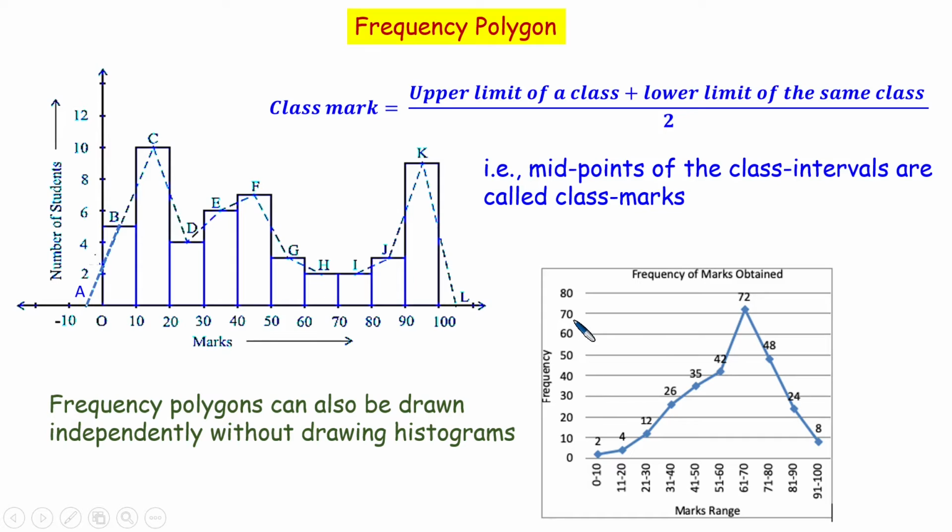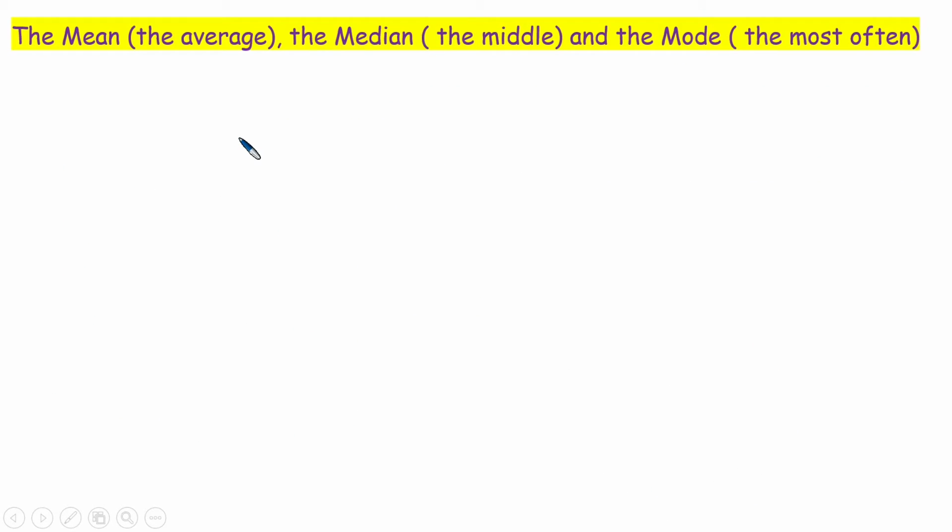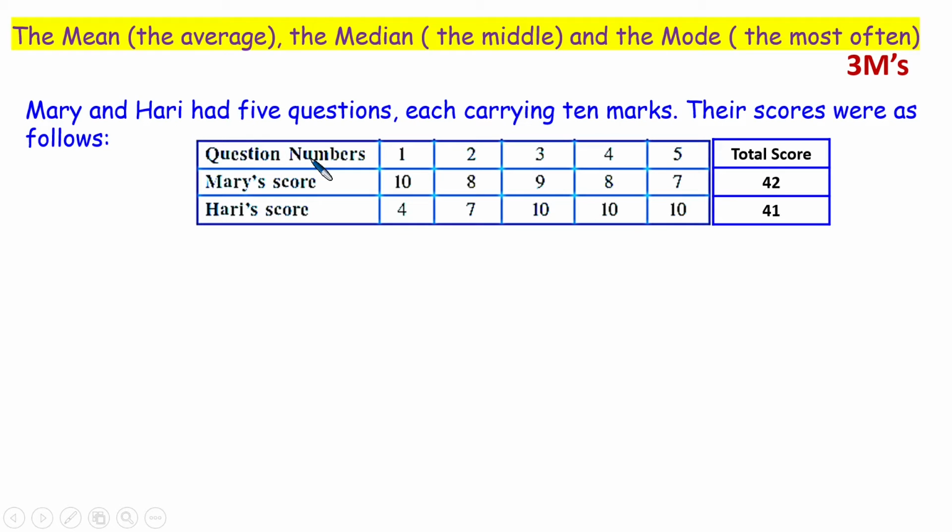So the y-axis is frequency, and this is the mark range, say 0 to 10, 11 to 20 marks for students. You see here we have taken equal ranges. The ranges of these classes are the same, and here you see 81 to 90, 91 to 100. So all these class intervals are 10. Okay. So now let us find or define or understand what the mean, the median, and the mode are from this data which you have collected, either plotted in a bar graph or a histogram or a frequency polygon.